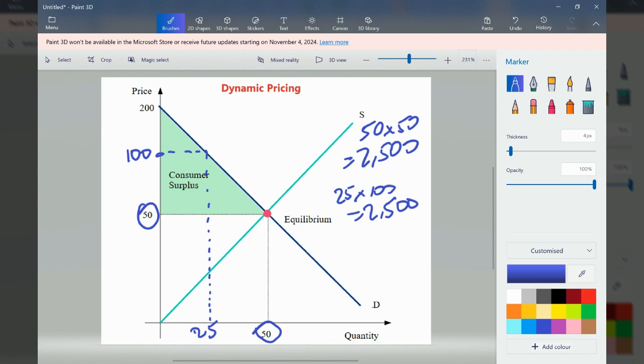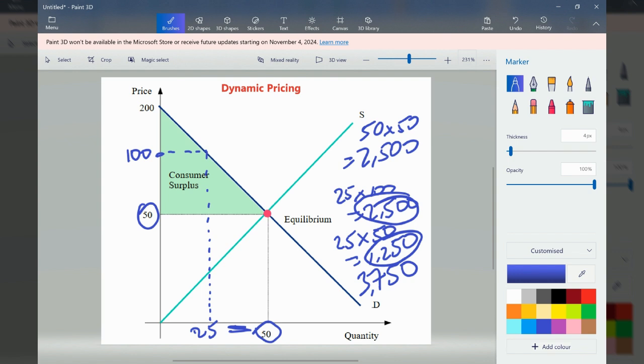So then if he can sell the remaining 25, which is the difference here, and then just charges €50, that will equal 1,250, which means now his total revenue would be 3,750. In other words, that plus that.